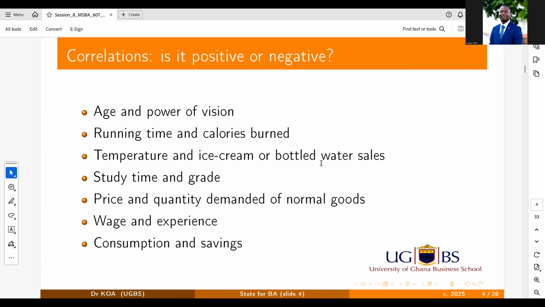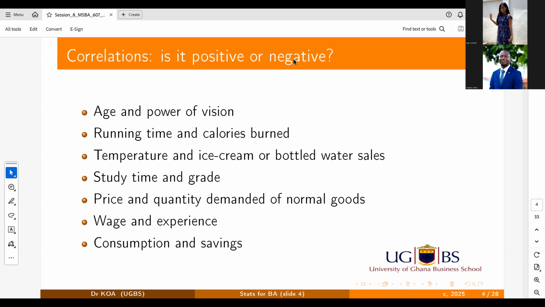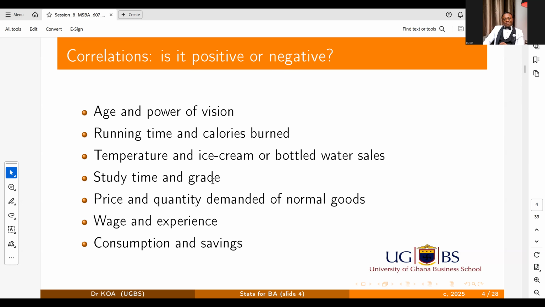Running time and calories burnt. It's positive. Temperature and ice cream or bottled water. It's positive. Study time and grade. Positive.